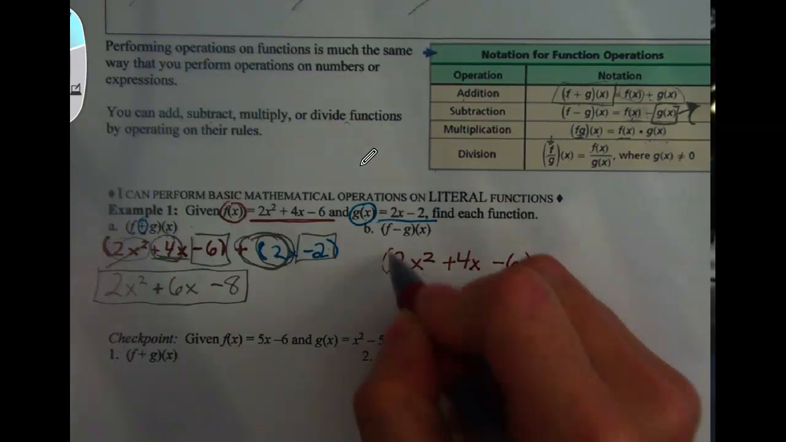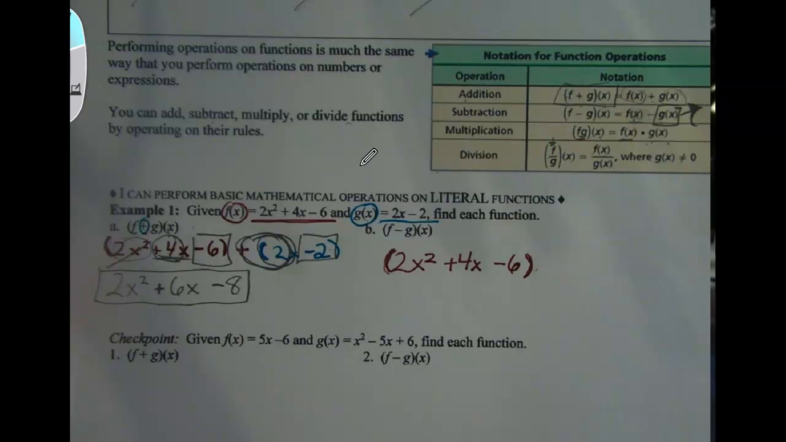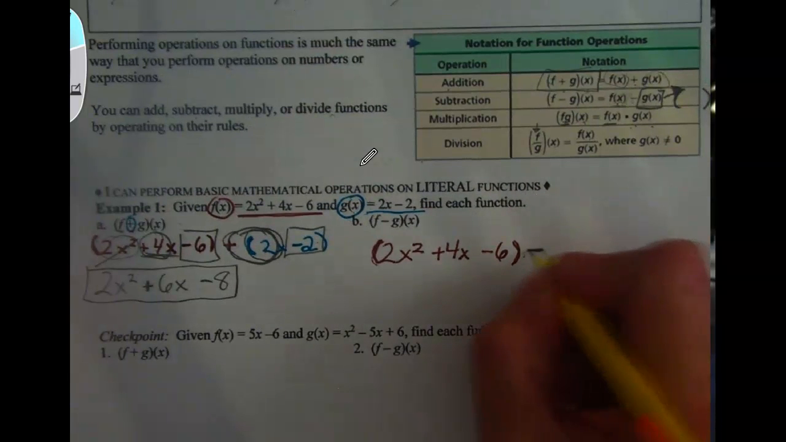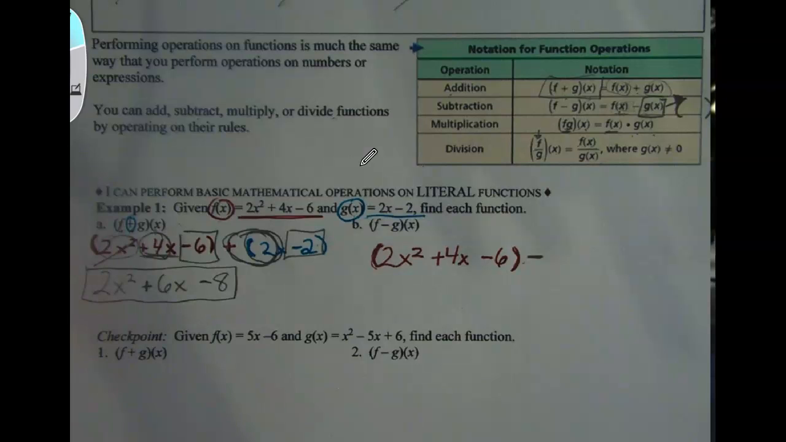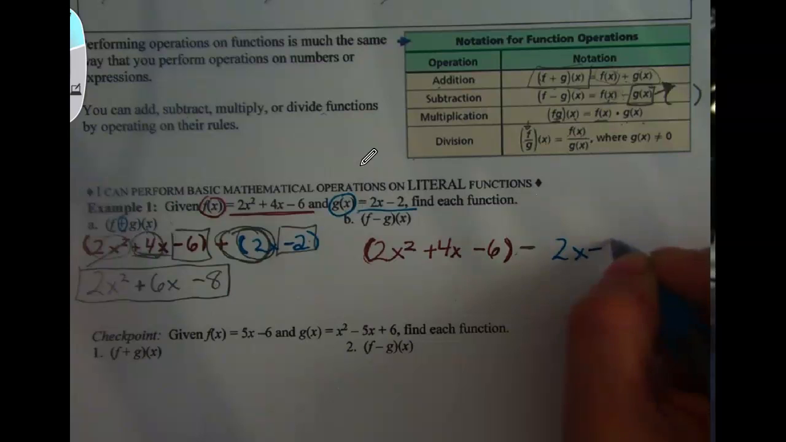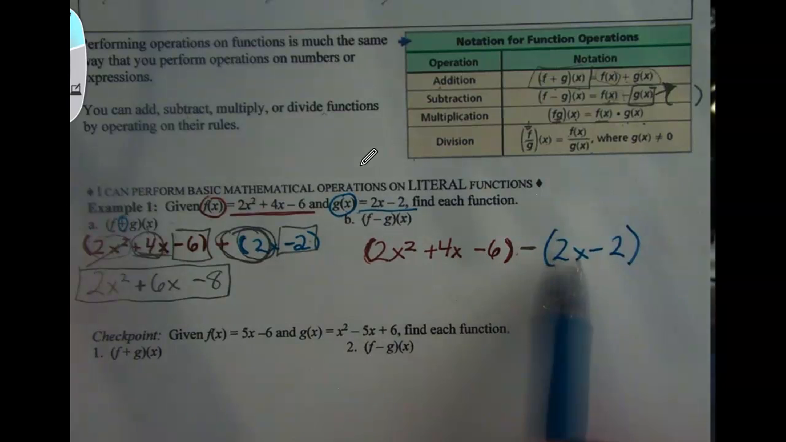I put it in parentheses just because that's a habit I've gotten into. And then the next part is we are going to subtract that. So I'm going to use my pencil because it's neither color. And I'm going to write my next function, which is that g. So it becomes our 2x minus 2. And remember, we're subtracting that whole entire thing. So we have to put the parentheses, at least on the second one.